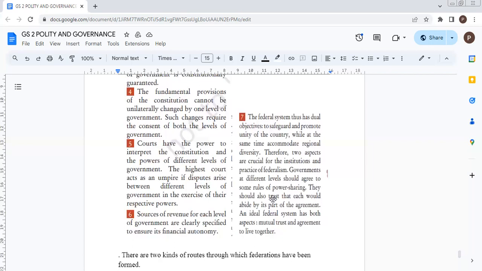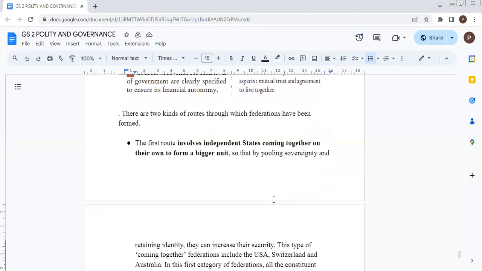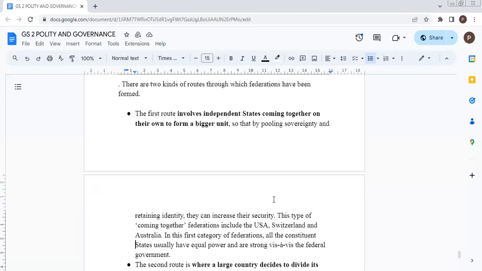Then there are two kinds of routes through which federations have been formed, which we have already discussed. The first route involves independent states coming together and forming a third party. Where do we see this? United States of America, Switzerland, Australia. These are the famous countries where the agreement form of federation has taken place.